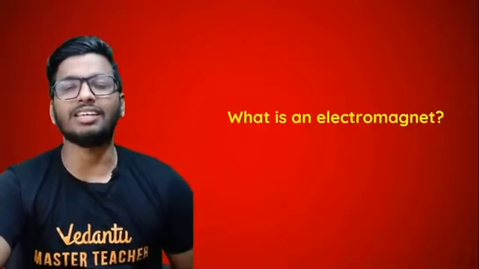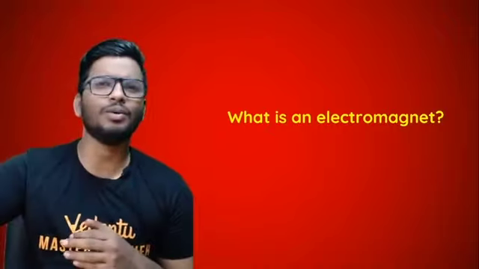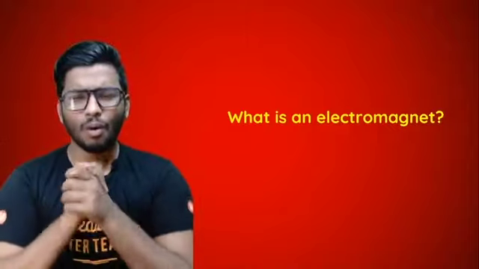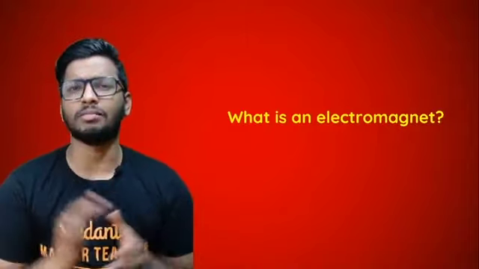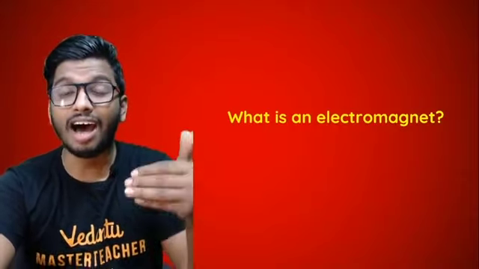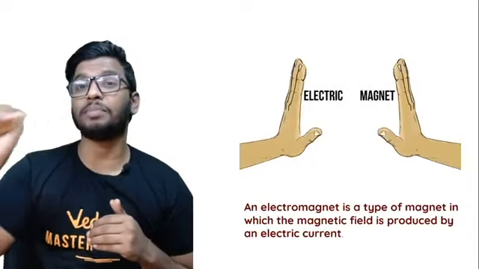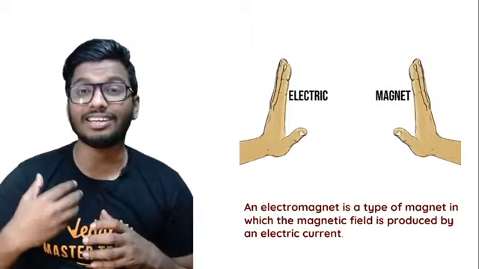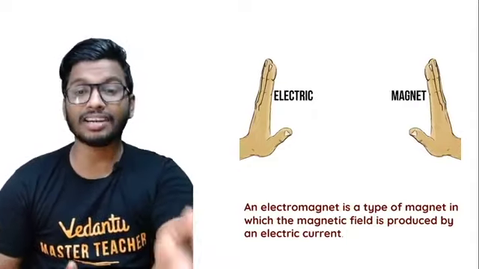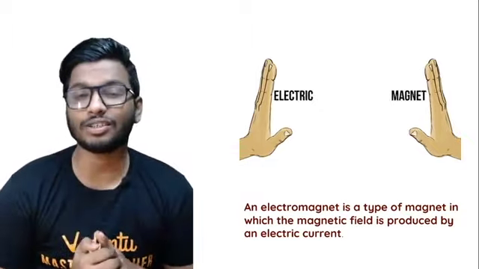So firstly, let us understand what an electromagnet is, before we get into magnetic field lines and magnetic field. In the simplest terms, an electromagnet is a magnet which behaves like a magnet only as long as the electric current is passing through it. Just because the electric current is passing through it, it attains certain magnetic properties. That is what is called an electromagnet: a type of magnet in which the magnetic field is produced only by the electric current.